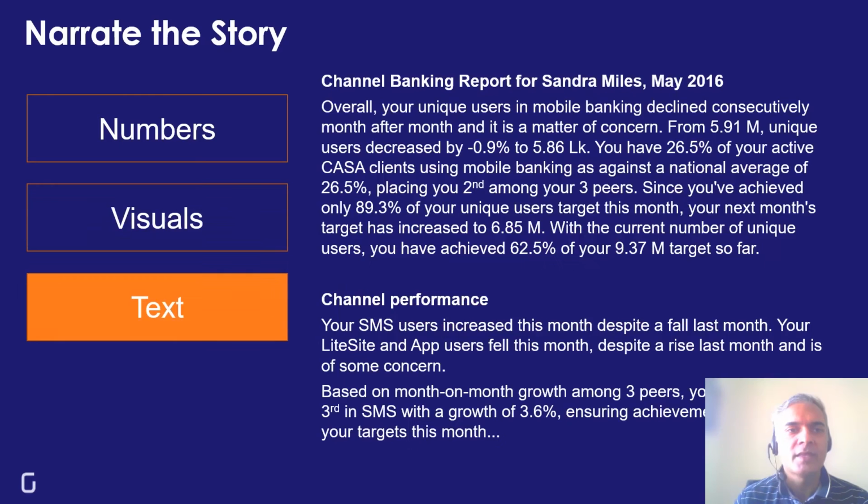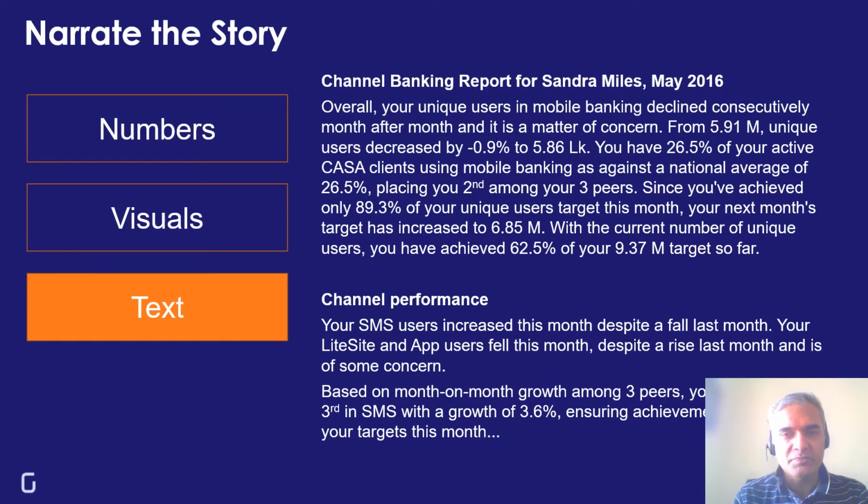A third way of narrating a story is through text, where we just use words to communicate what data is telling us. For example, this is a report in plain text telling Sandra Miles, who's a channel banking manager, how the number of users has performed across different channels, how it's doing against competition, how it's doing against last month's performance, what its gap is against the target, and so on. In fact, this is perhaps the most common way in which people narrate stories, through text, more than through numbers and through visuals.